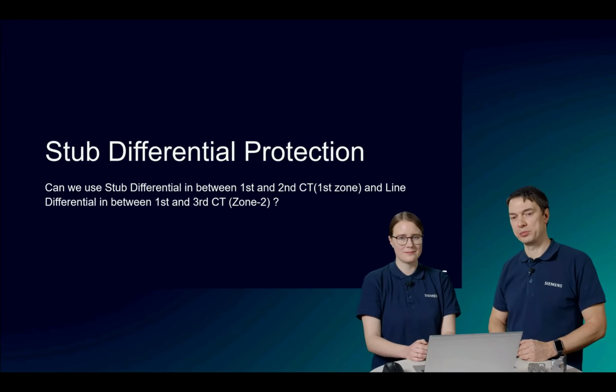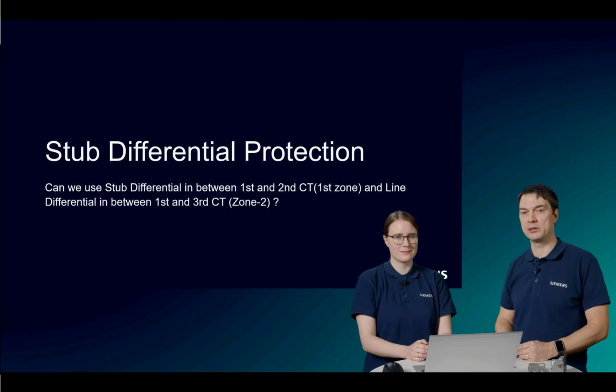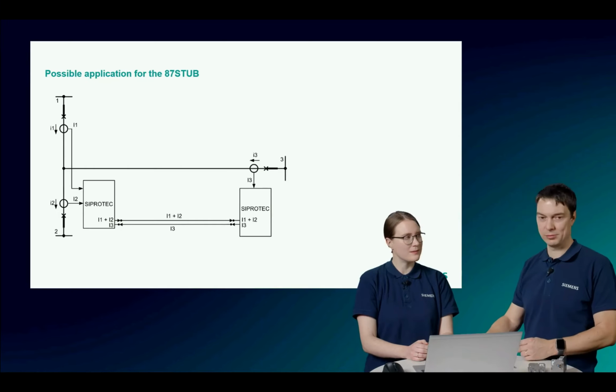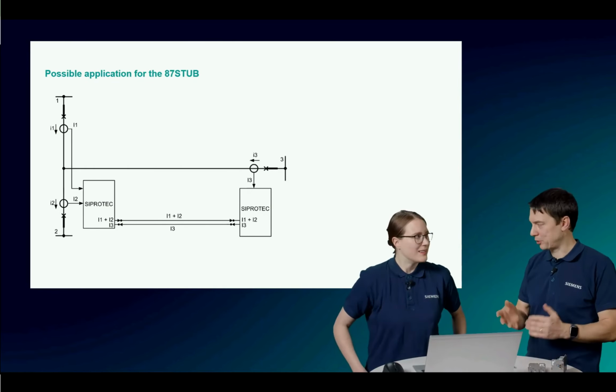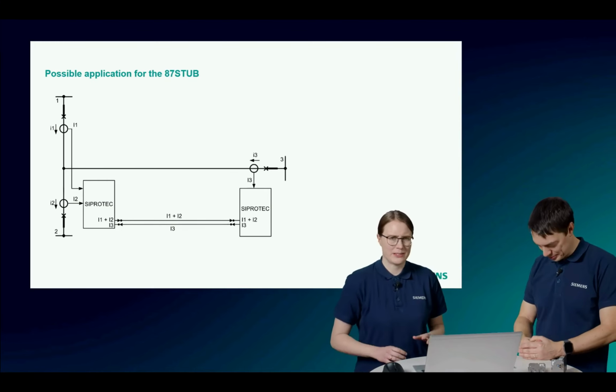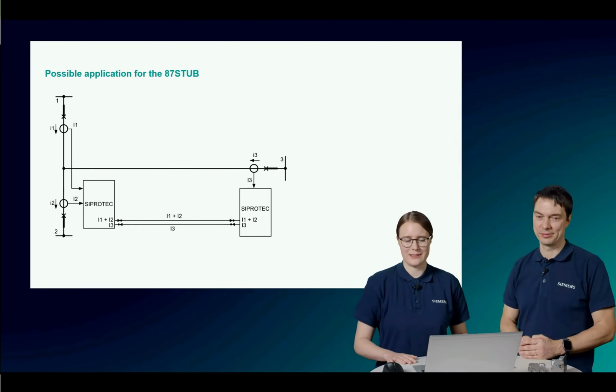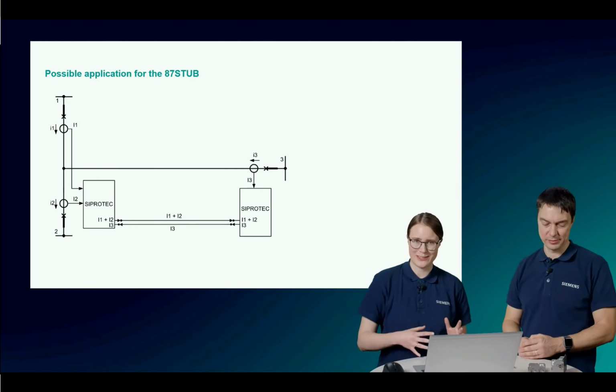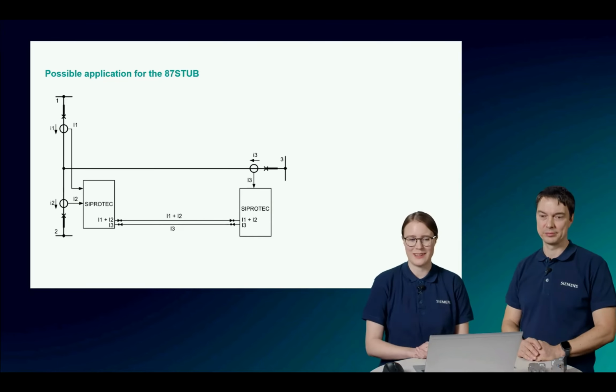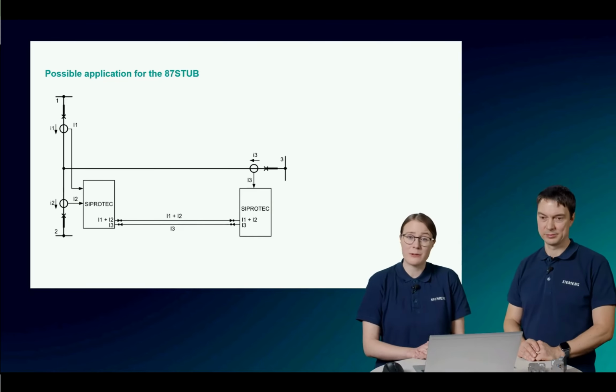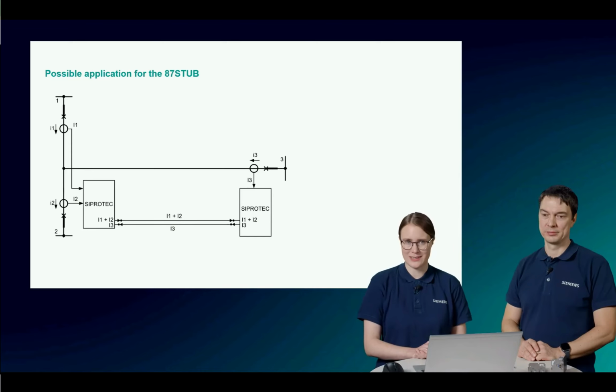Can we use the stub differential between the first and the second CT, so first zone, and the line differential protection between the first and the third CT? Maybe it's better to explain on the figure. I'm not sure if this picture completely fits the question, but I hope it helps to understand what we are capable of when it comes to the stub differential protection. I found this picture in the manual.